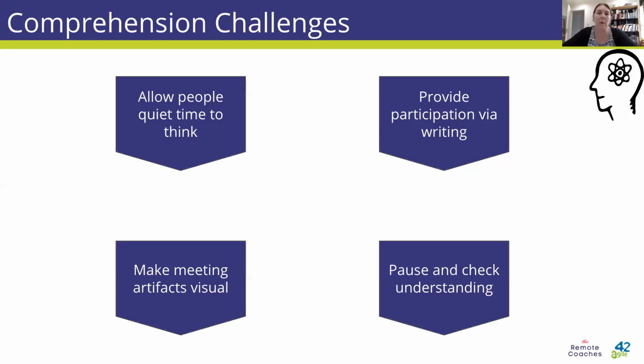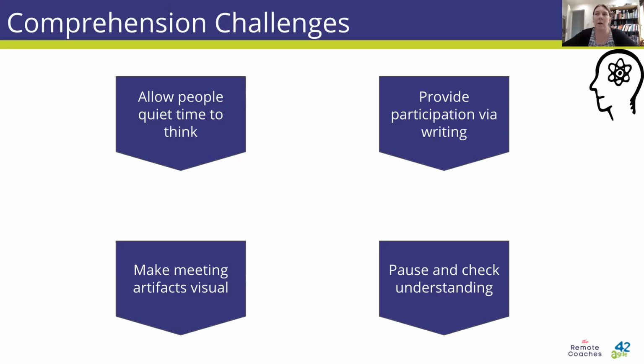Then providing participation via writing. So for lots of people, their spoken English is not great, but their written English is better. For example, if it's in English, maybe it's Portuguese, maybe it's Russian, maybe it's some other, whatever the language is that the meeting is taking place in. But sometimes also creating a space for people to write things down for themselves can also help them think things through and process information as well. So for comprehension, participation via writing.